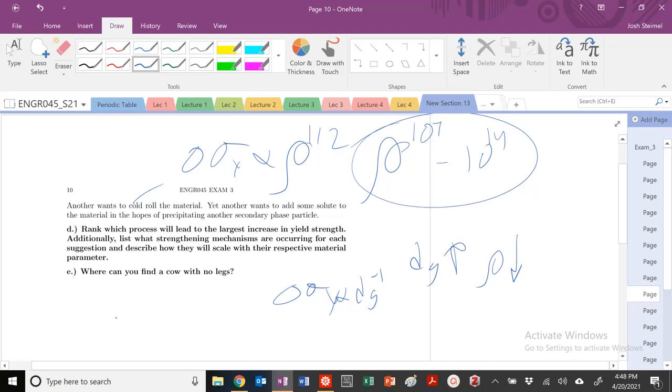And the secondary phase particles, that's where we get our cutting or bowing again. So we cut here, we bow at larger particle distances, and there we go. So those are the different strengthening mechanisms.